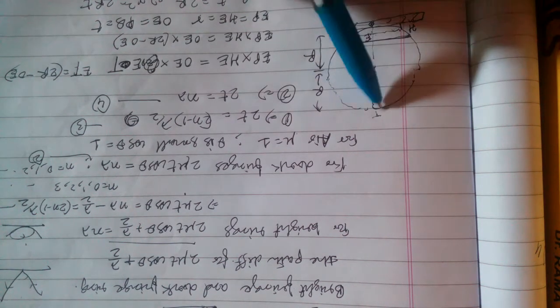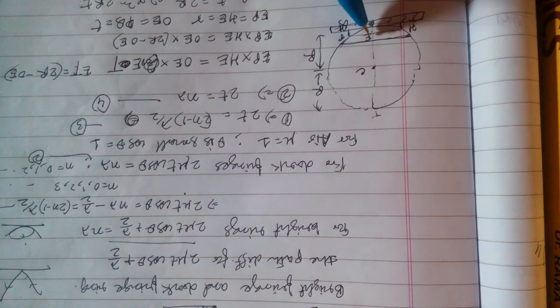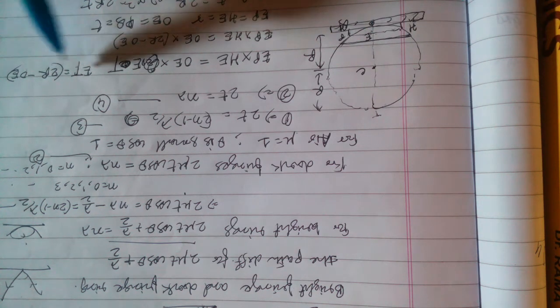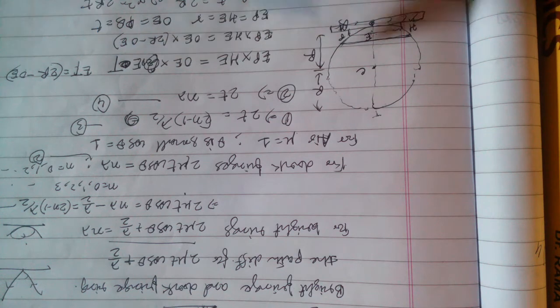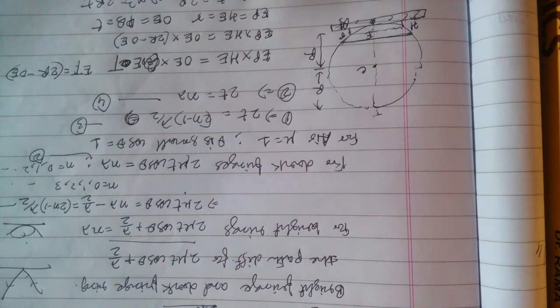This ET portion is nothing but OT minus OE. So OT is how much? OT is twice R minus OE. Okay. So twice R minus OE. So this is not EC, this is ET. C is the center of the circle. Okay. This is a small correction.